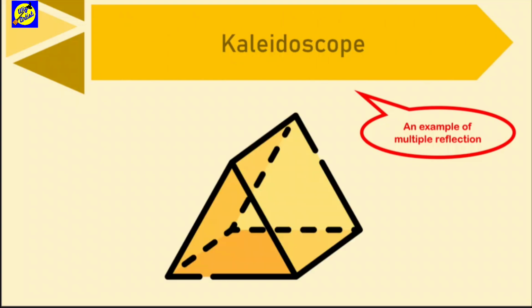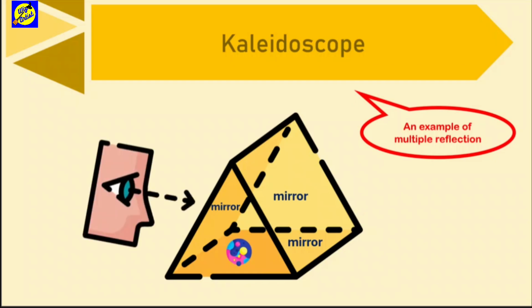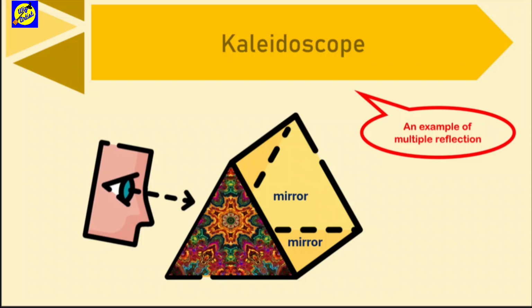Here you have a prism-like structure and mirrors on the three sides. Over here, I've just represented the presence of mirror with the word itself, so you can imagine how the mirrors are placed. If you were to place any colorful object in the kaleidoscope and see it through a peephole that is present in the device, you will notice beautiful patterns forming because of multiple reflection.